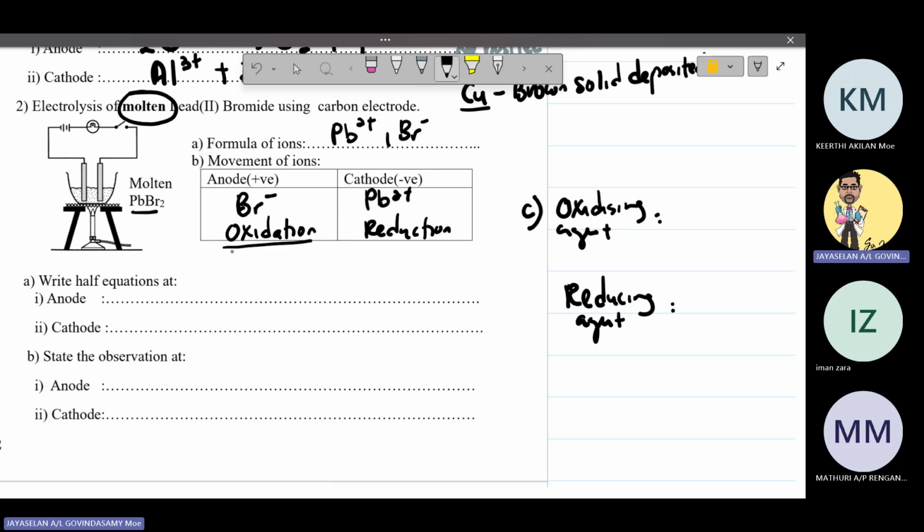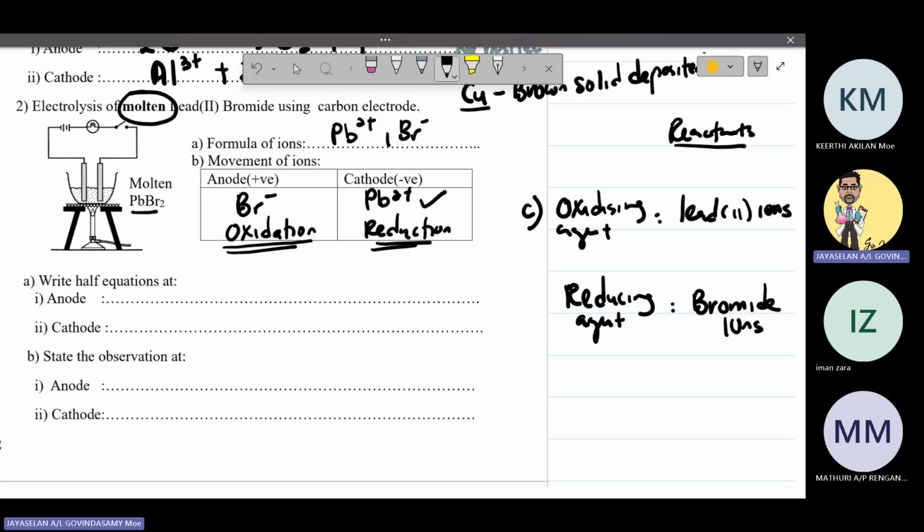Kalau bromide ion undergo oxidation, dia punya agent adalah apa? Reducing agent, right? So saya tulis ni, bromide ion. You mesti ambil reactant. Oxidizing agent undergoes what reaction? Reduction. You kena ambil reactant only, bahan tindak balas. Siapa dia? You kena letak lead(II) ion. Ion plumbum(II). So you already score C.